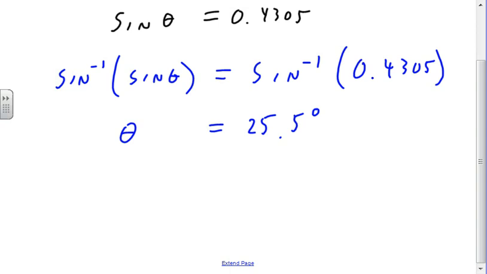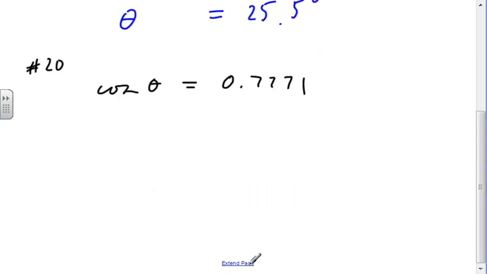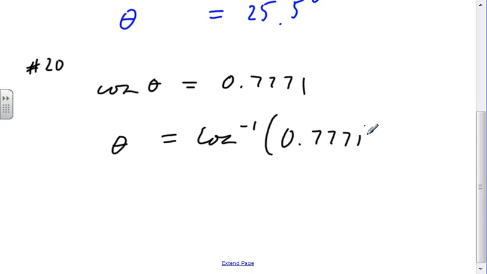Okay, number 20. I have the cosine of theta 0.777371. So theta is going to be the arc cosine 0.7771. Arc cosine 0.7771, and I have 39.0 degrees.